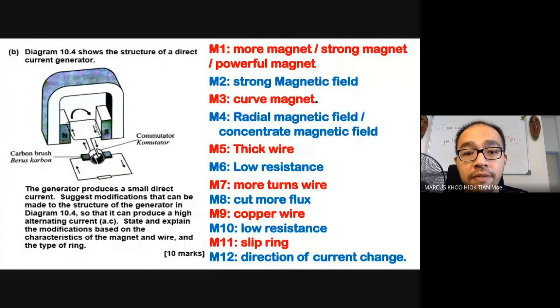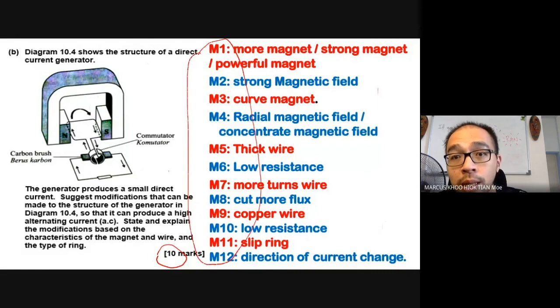Oh no, I've given the answer for this. Okay, so suggest modifications. Again, everything should be in table form. The words in red must be on the left side and the words in blue must be on the right side. Now, although this is 10 marks, notice that usually the marking scheme will give you a lot more. As far as I know, usually there are about 20 answers in the marking scheme.